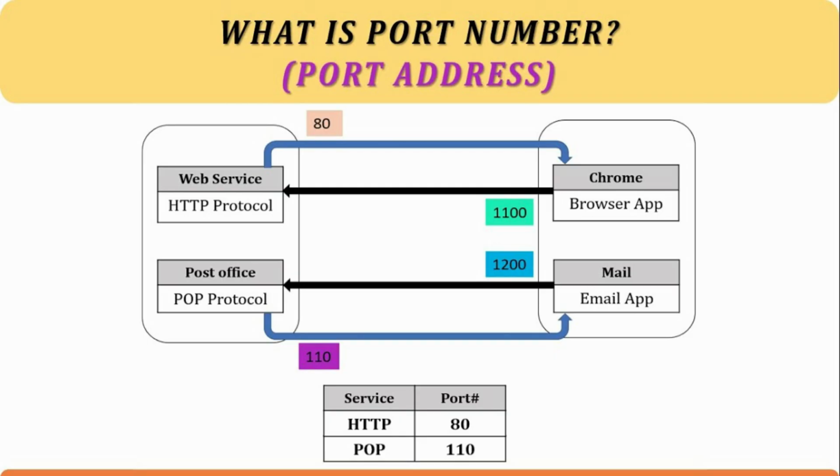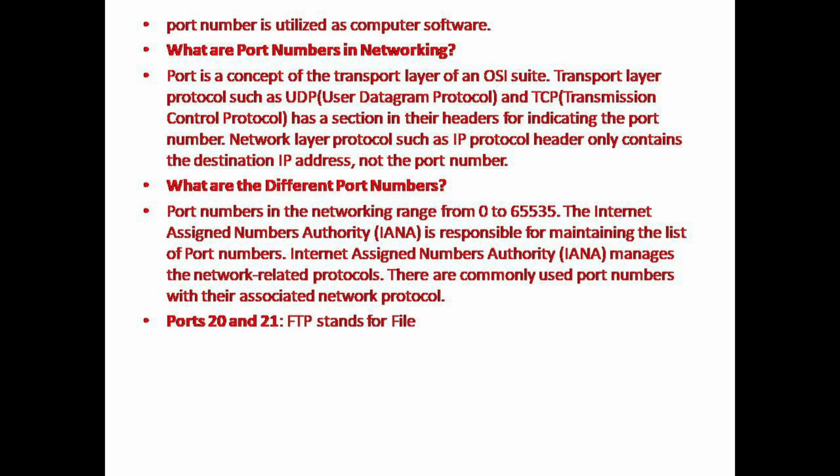What are the different port numbers? The port numbers in networking range from 0 to 65,535. The Internet Assigned Numbers Authority, IANA, is responsible for maintaining the list of port numbers. IANA manages the networking-related protocols. There are commonly used port numbers with their associated networking protocols.